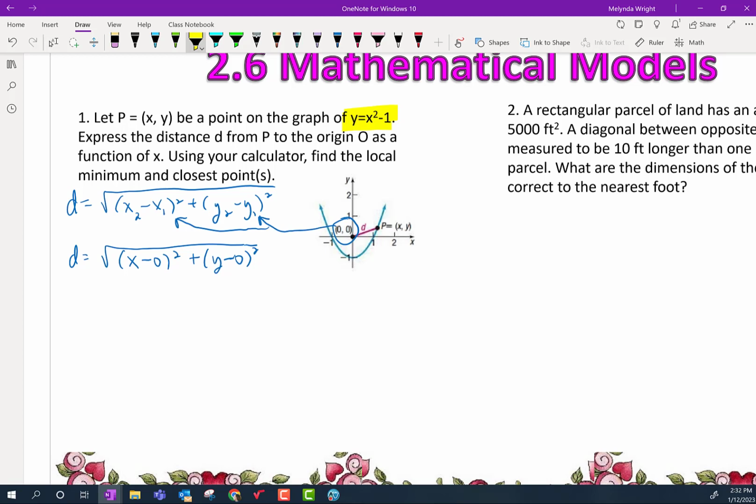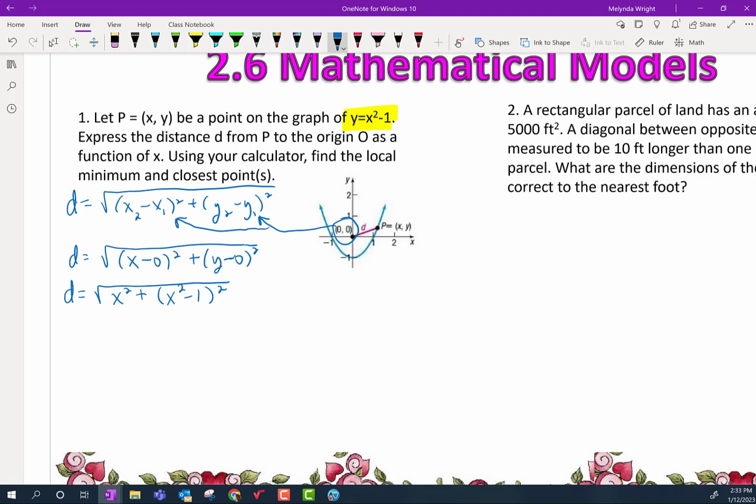It says that y is the same as x squared minus 1. So I'm going to insert that in place of y in my distance formula so that I can narrow this down to just one variable, well, d and then another variable. So we've got x squared plus, in place of y, the quantity x squared minus 1, minus 0, which of course doesn't matter. Now that's the equation that we need to work with.